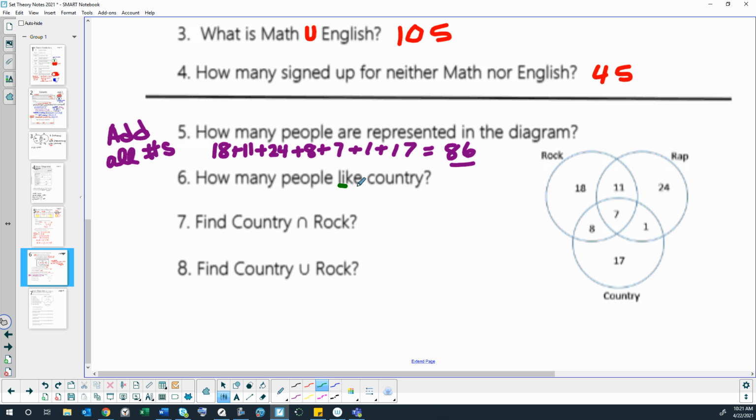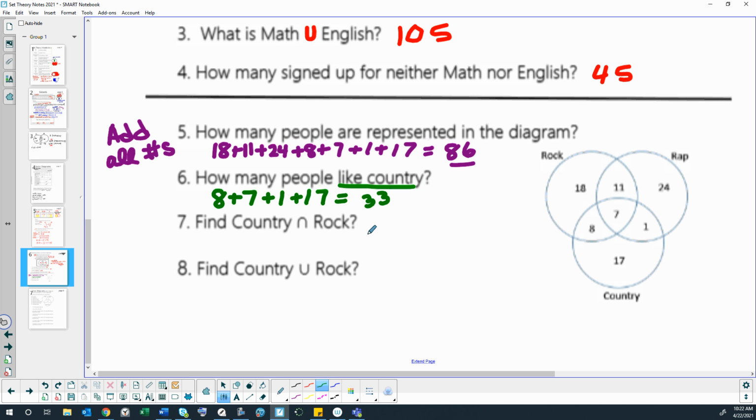So to figure out the answer to this question, we are going to add all 4 of those numbers together. 8 plus 7 plus 1 plus 17. That gives us a total of 33 people out of the 86 that like country. Not only country, other things too maybe, but they do like country.